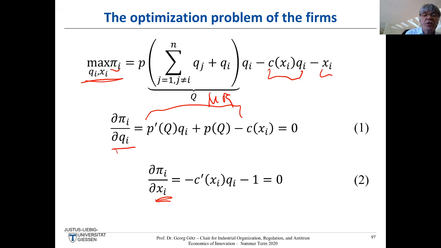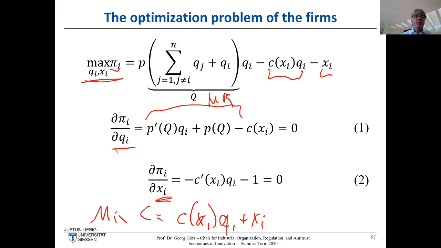The interesting thing here is that if you just think of the total cost we have here, total cost is simply C of Xi times Qi plus Xi. And if you minimize these costs by choosing Xi, the first order condition is exactly this here. So what you see is that our Cournot firms in this market just minimize their cost for a given output.